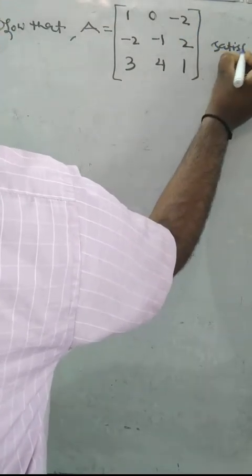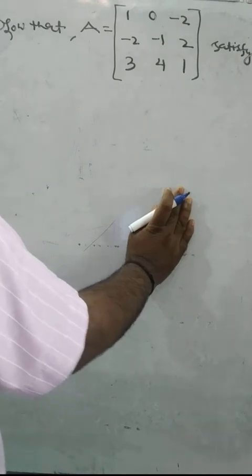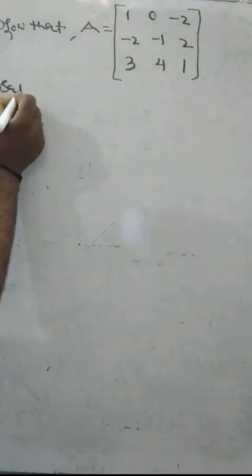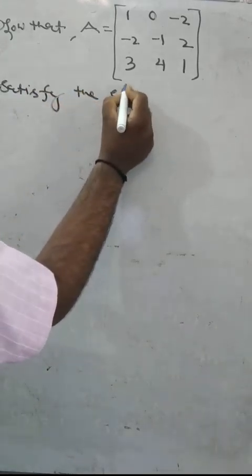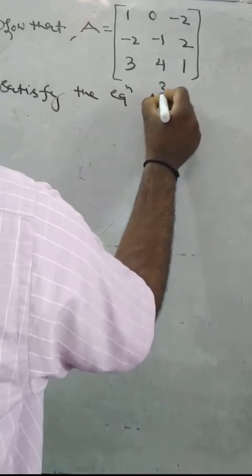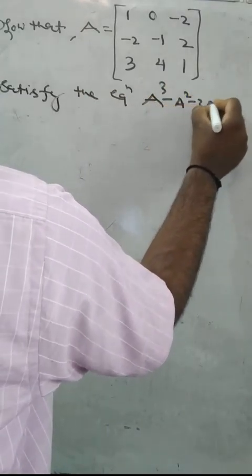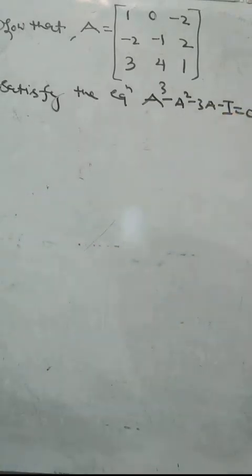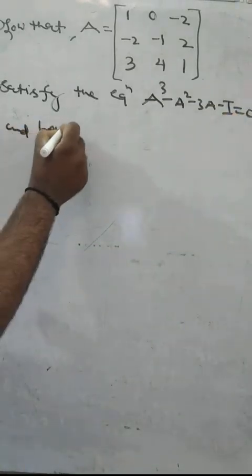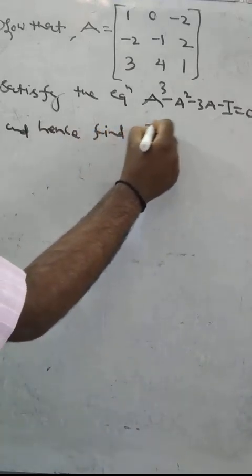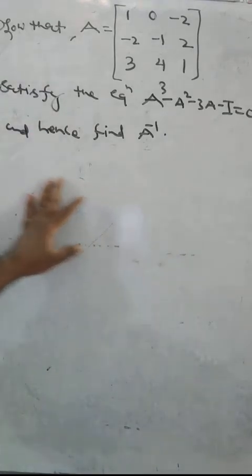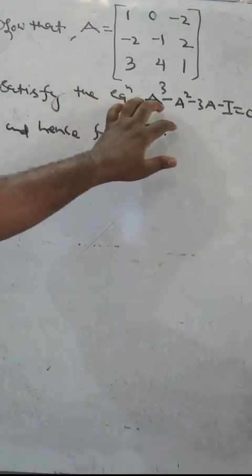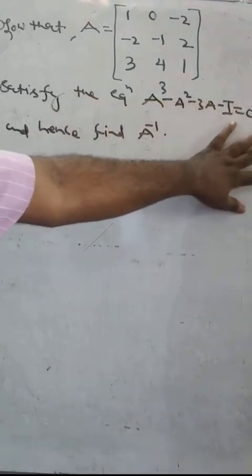Satisfy the equation A³ minus A² minus 3A minus I is equal to 0, and hence find A inverse. Okay, so this question consists of two parts. First of all, we have to prove that the value of this equation is equal to 0.